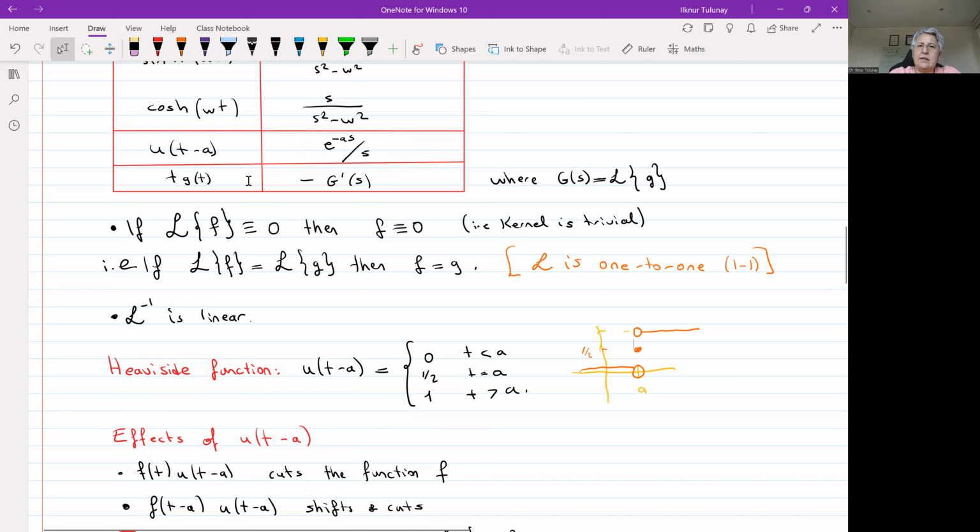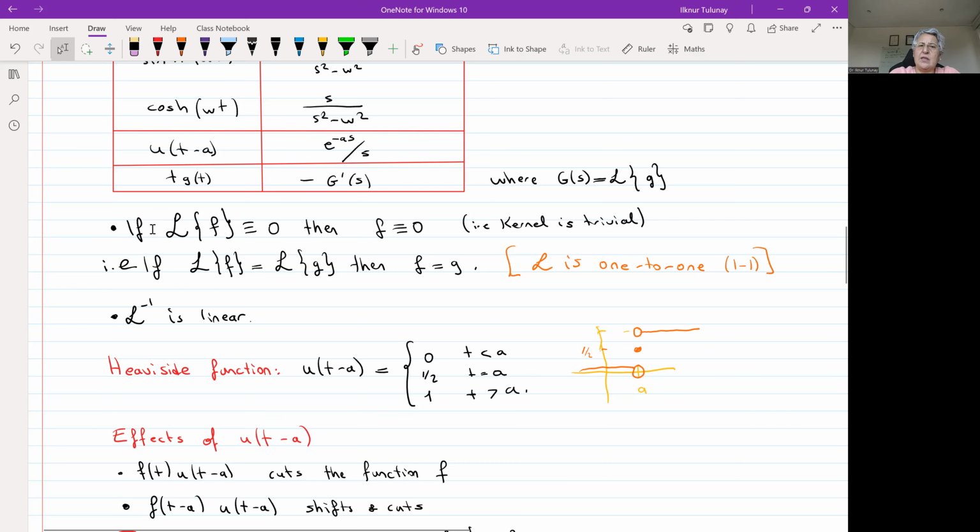t g(t) here: the Laplace transform of this kind is the negative of the derivative of the Laplace transform of g. So G, the big G here, is the Laplace transform of g. This is how it looks. And the prime here means the derivative, so we are taking the derivative of this. So that's the table. It will be much more clear when we are doing the exercises.